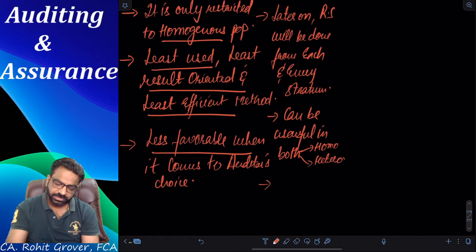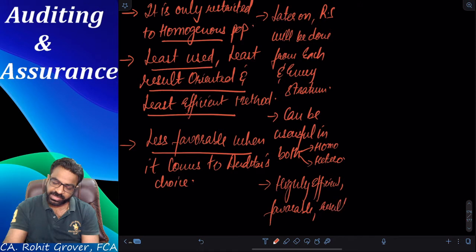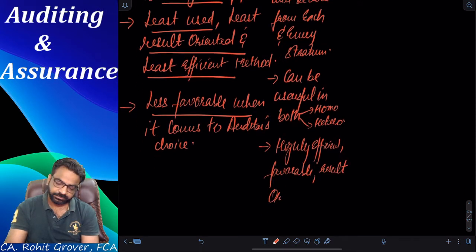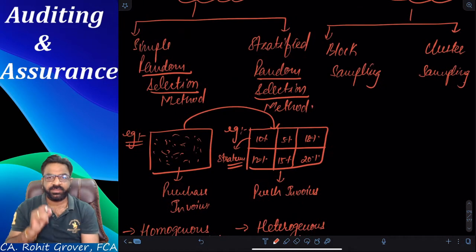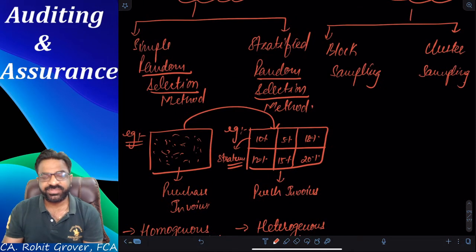Advantage number two, highly efficient, favorable, and result oriented method. So this is what you mean by method number two, called what? Stratified random selection method. Clear?